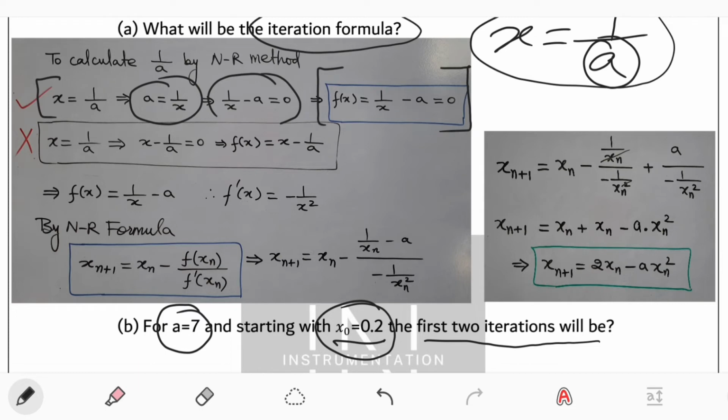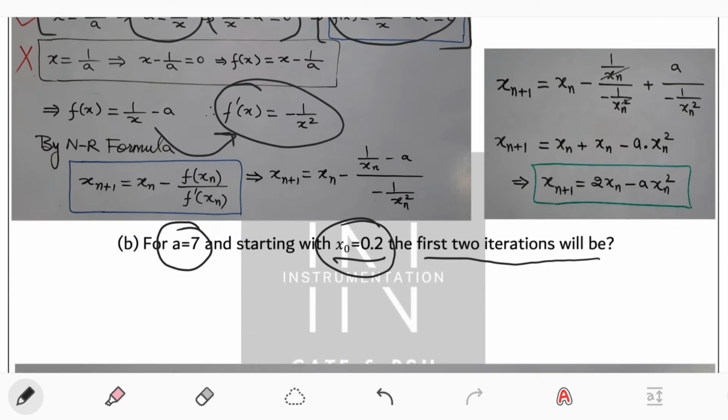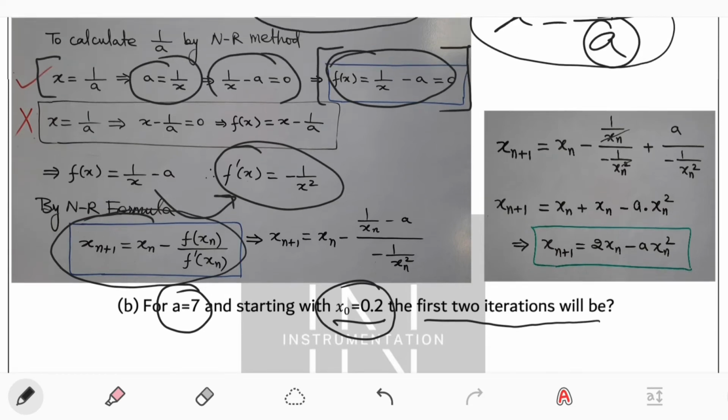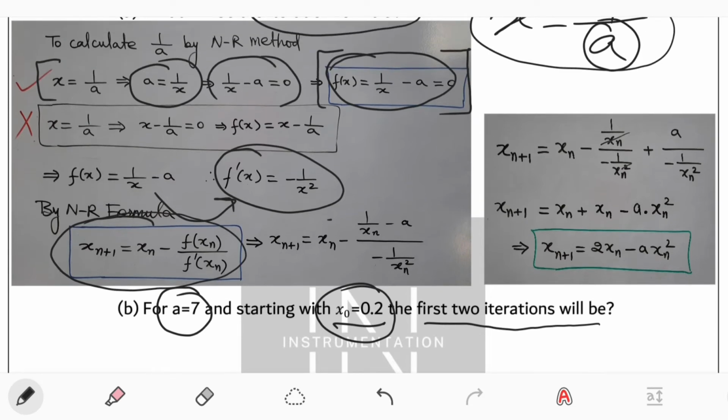So next we have f of x equals 1 by x minus a. Here the first derivative of f of x, like f dash of x, is equal to minus 1 by x square. By the Newton-Raphson formula, as we have already discussed, x of n plus 1 equals x of n minus f of x of n divided by f dash of x of n. This is the Newton-Raphson formula, and when you substitute, this is the value of f of x, and this is the value of f dash of x.